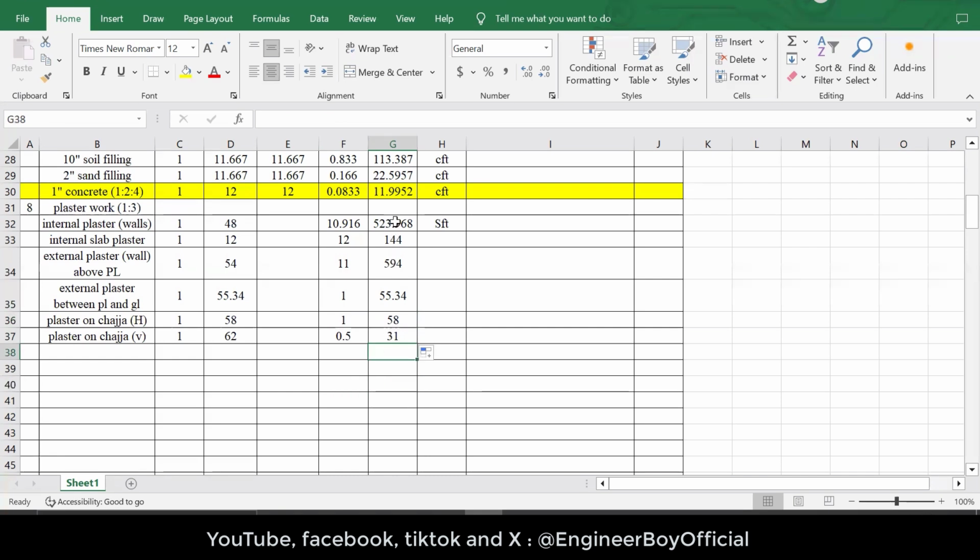Now we have to add all these plasters. So this is actually the total plaster work, which is in square feet. And I'm gonna share this in yellow. Is there anything which is remaining?